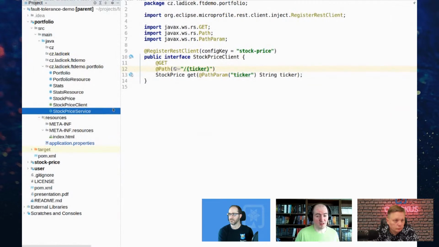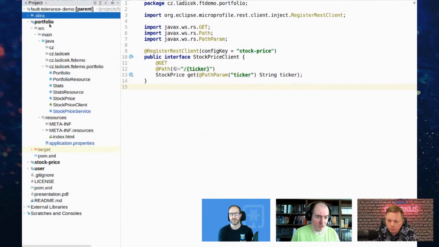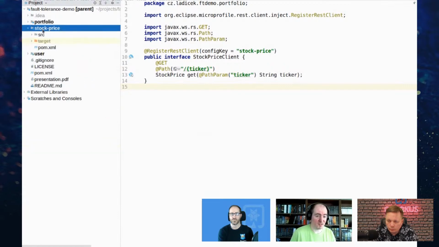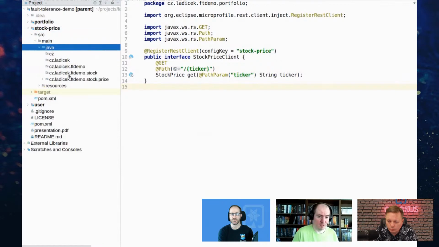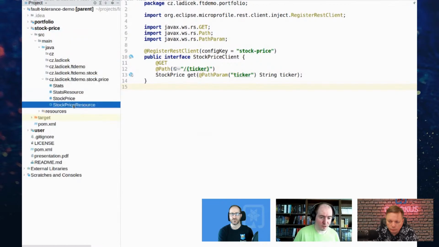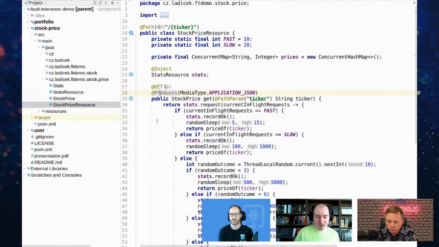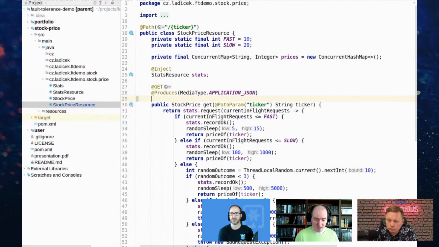At the same time, it's also possible, as we said, to put those annotations on any method. So if I wanted the stock price service to guard itself, I would just go into the stock price resource. I've got a plain old Jakarta REST resource method. Actually using RESTEasy Reactive, but it's still a Jakarta REST resource method, and that's the incoming piece of code that handles those requests from portfolio.